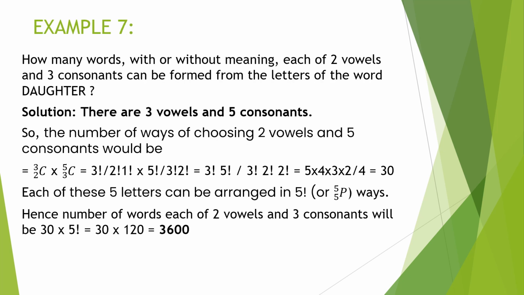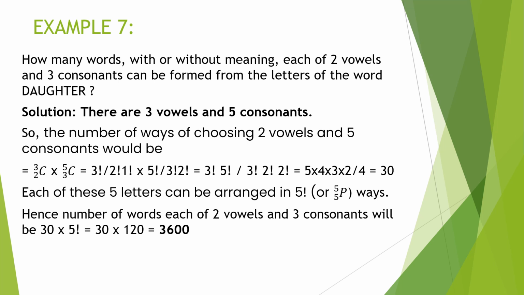Example 7. How many words with or without meaning each of 2 vowels and 3 consonants can be formed from the letters of the word daughter? Now see over here, you are having 3 vowels and 5 consonants. In the word daughter, you are having totally A, U and E. There are 3 vowels and other 5 are consonants. So the number of ways of choosing 2 vowels and 3 consonants will be 3C2 into 5C3, and that means you are having multiplication sign in between. So simplify 3C2 into 5C3, you get 30.